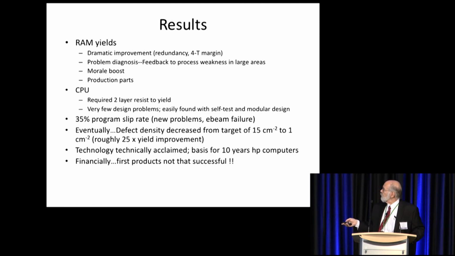Okay, so the results. Our RAM yield went from essentially nothing to about 50% in months. That allowed us to improve certainly the yield, but the biggest thing it gave us was diagnostic process feedback, because now we're dealing with 2 things: an analog output, not just 0 and 1, but how good, and also exactly what are the problems of those RAMs. You could correlate those to levels.